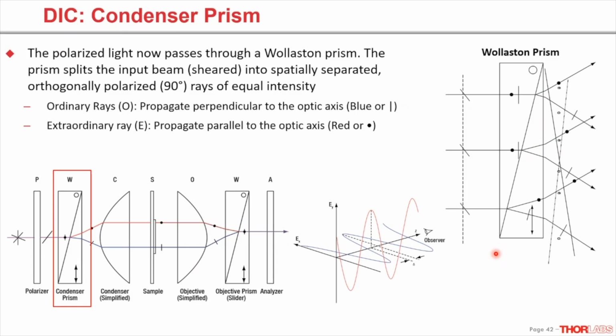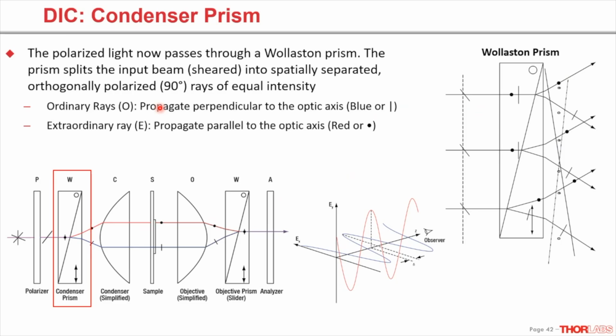The next optical component in the light path is a prism, the condenser prism. So polarized light now passes through a Wollaston prism, and the prism splits the input beams into spatially separated, orthogonally polarized rays of equal intensity. These rays are often referred to as ordinary, or O in some of our pictures, and they propagate perpendicular to the optic axis. So they'll appear blue or as a line in our diagrams.